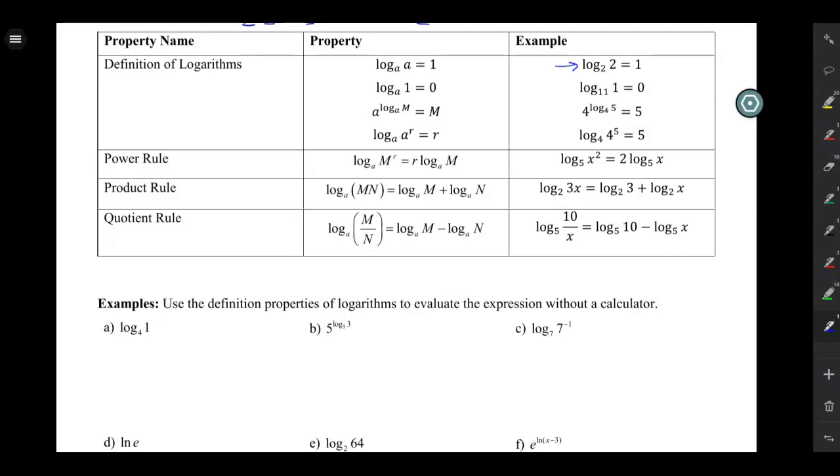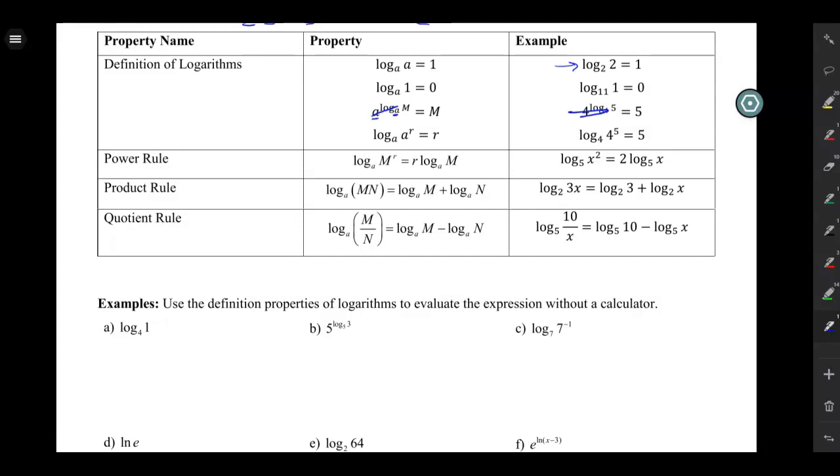Okay, the next two properties are really closely related. So if we have an exponent like A and the exponent is log base A of M, since this exponent base and the base of the logarithm are the same, we can cancel them out and we're just left with M. So in this example over here, you'll see 4 to the log base 4 of 5 equals 5, because you can just cancel out the 4 and the log base 4.